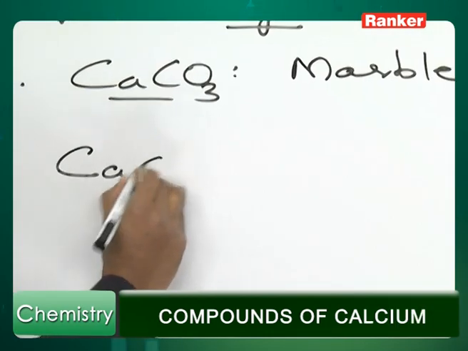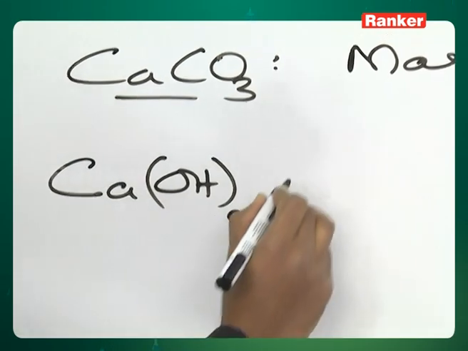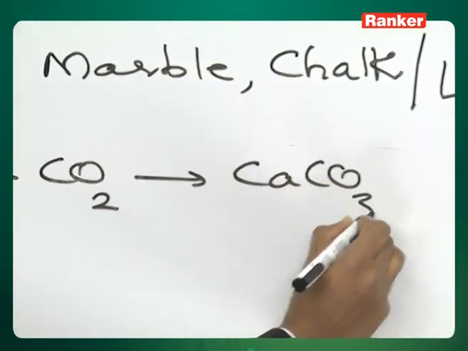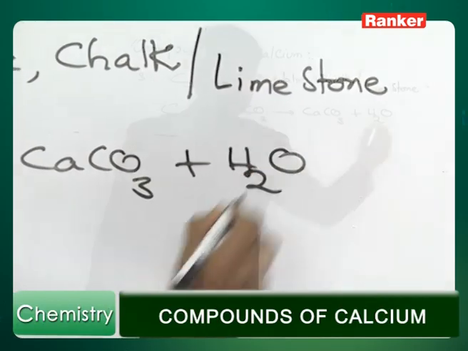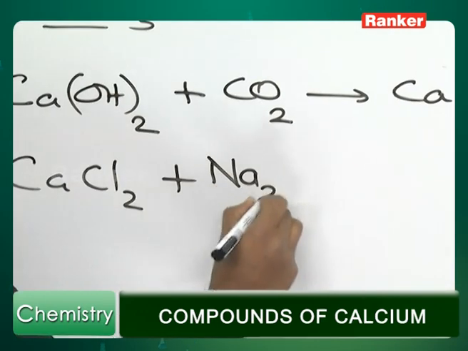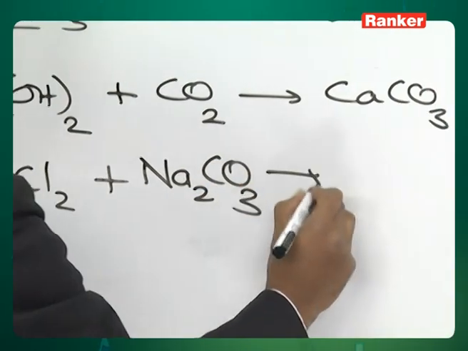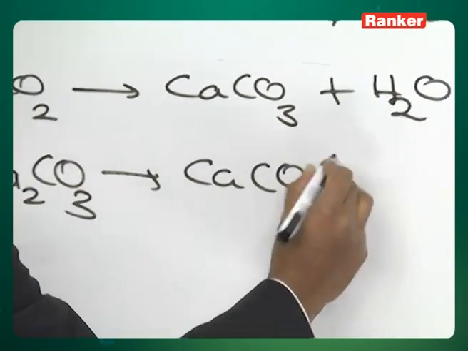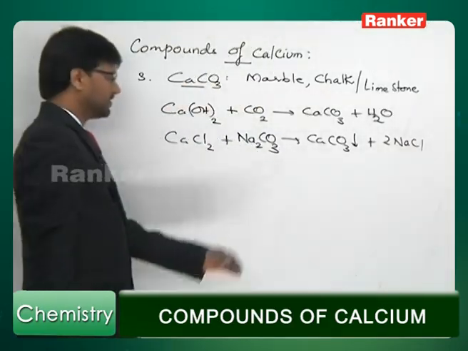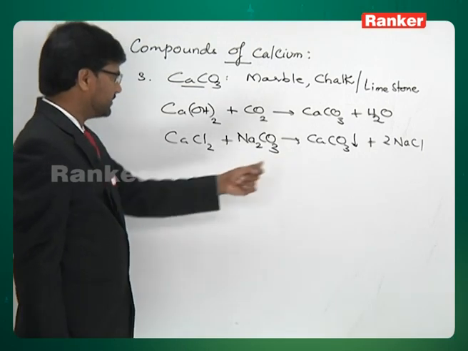If you react calcium hydroxide, that is slaked lime, with carbon dioxide, you can get calcium carbonate. This is one way of getting calcium carbonate. Of course, you get water molecules. Apart from this, if you react calcium chloride with sodium carbonate, a precipitation of calcium carbonate takes place, CaCO3 plus 2NaCl. This is a laboratory method of preparation of calcium carbonate.